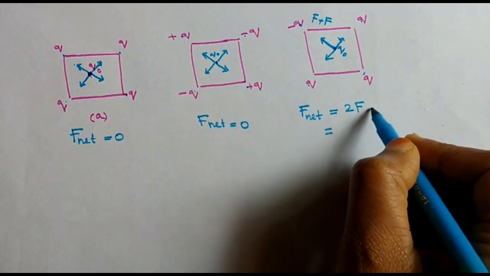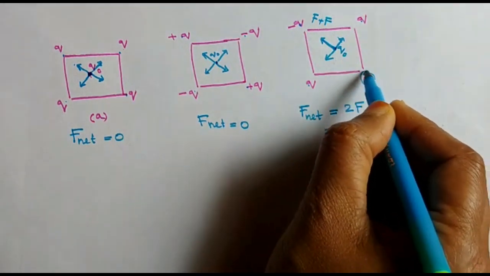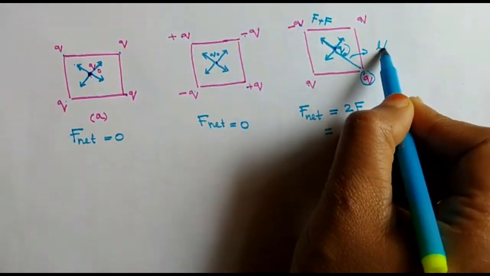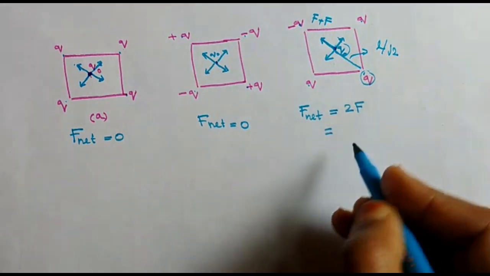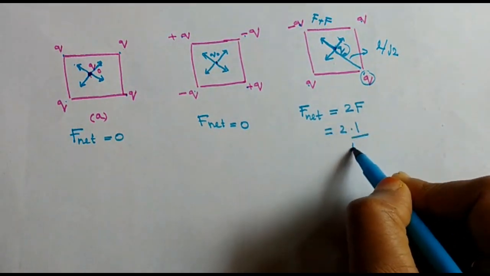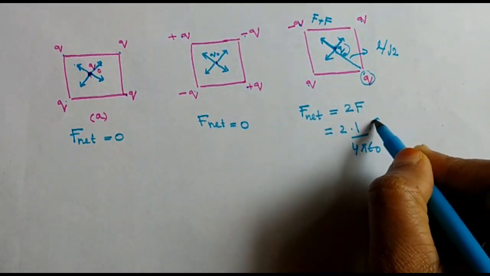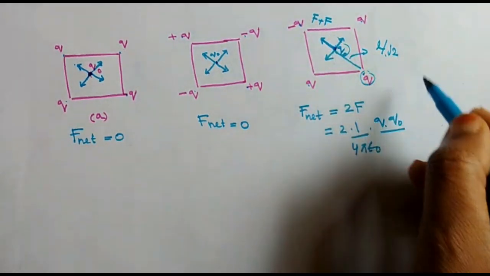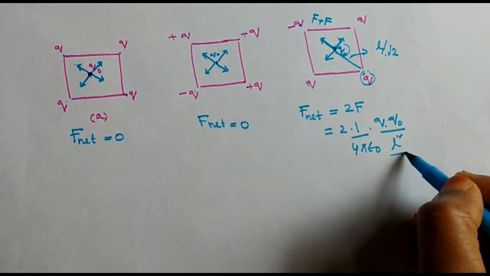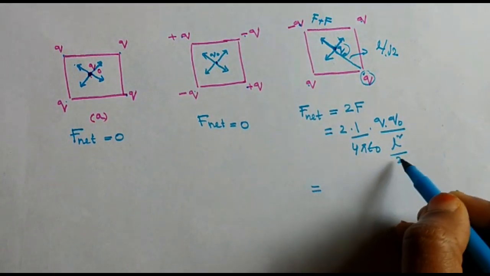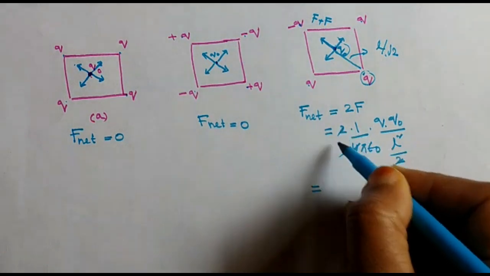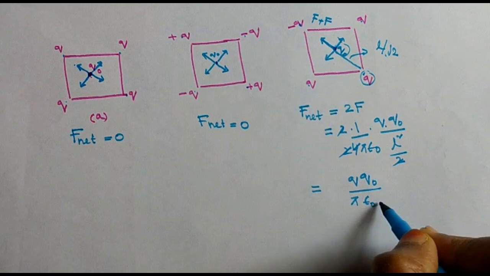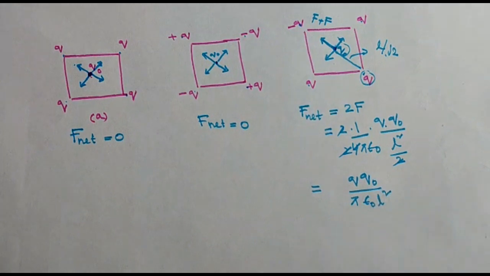Now I need to write the value of F, which is the force between Q and Q naught at this distance of separation, which is L by root 2 for a square. So 2 times 1 by 4 pi epsilon naught, Q into Q naught, by distance L by root 2 whole squared. So I will write it as L square by 2, which is nothing but 2 and 2 get cancelled. Q into Q naught by pi epsilon naught L square.